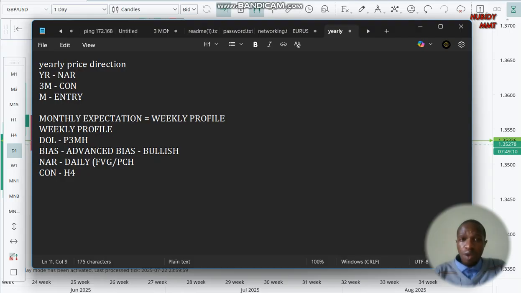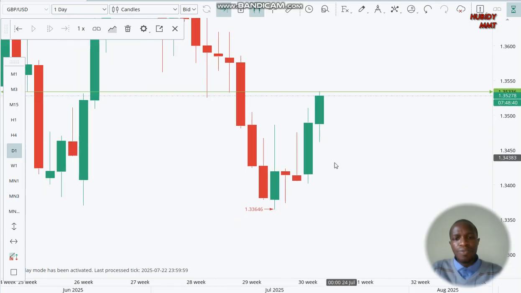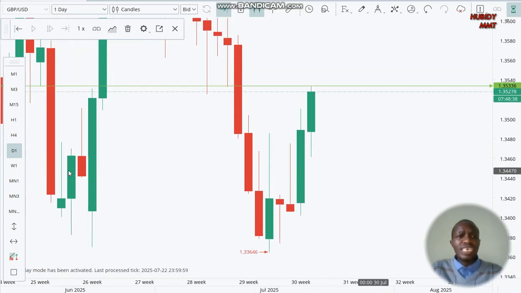Remember, our strategy is called profile time alignment, and profiles are purely time frames that have been aligned in a certain way. So when we say weekly profile, there are time frames that have been aligned within weekly profile. When we say H4 profile, it's different time frames that have been aligned within H4. Now today I'm showing you the scalping profile, which is called H1 profile.